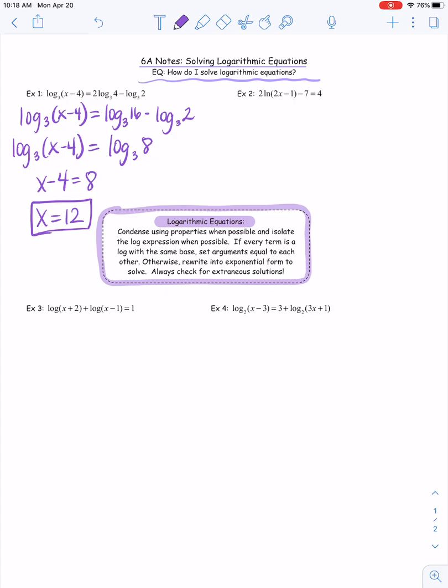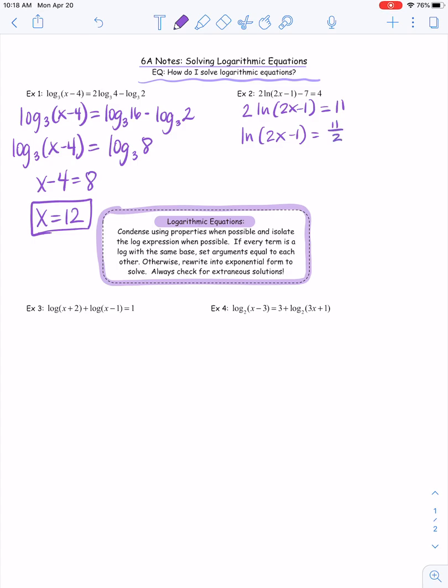Example 2 is going to be using more of those steps, like I said earlier, of isolating your variable. What I can do first is add my 7 over, then divide by the 2, and then I'll just have x on one side. Adding the 7 over would get me 11, so I have 2 natural log of 2x minus 1 equaling 11. Dividing by 2, I know that's not going to give me a whole number, but that's okay. The natural log of 2x minus 1 is equal to 11 over 2.